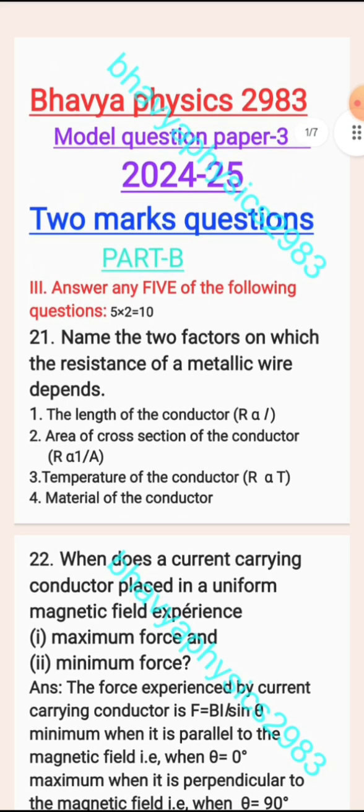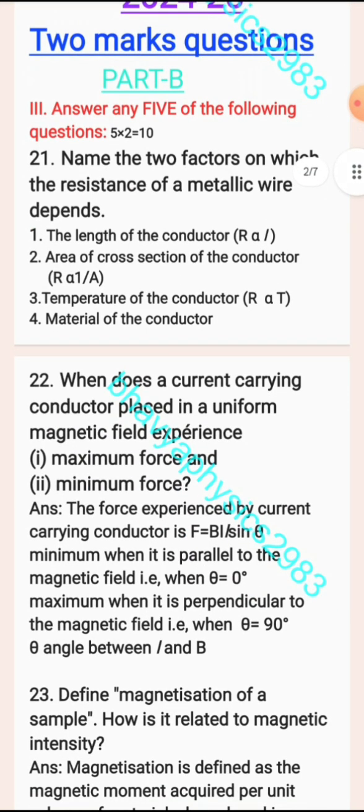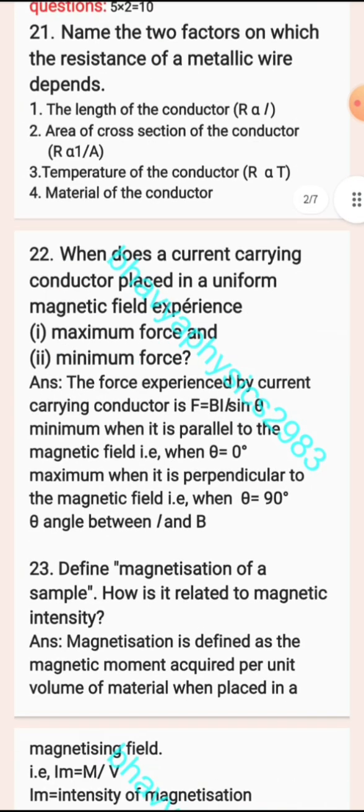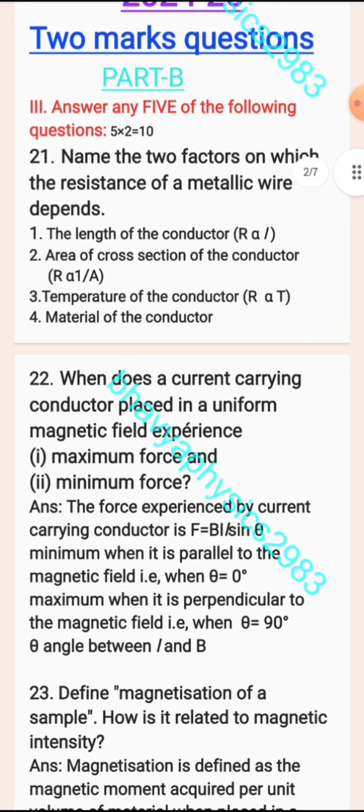Okay, so please go through these 2 marks questions. I answered all 3 model papers. Go through these 3 model papers solutions. And I hope it will be helpful to you for the coming exam in the year 25.